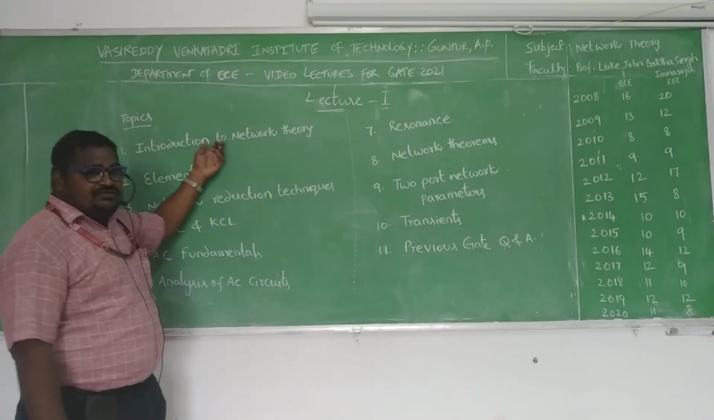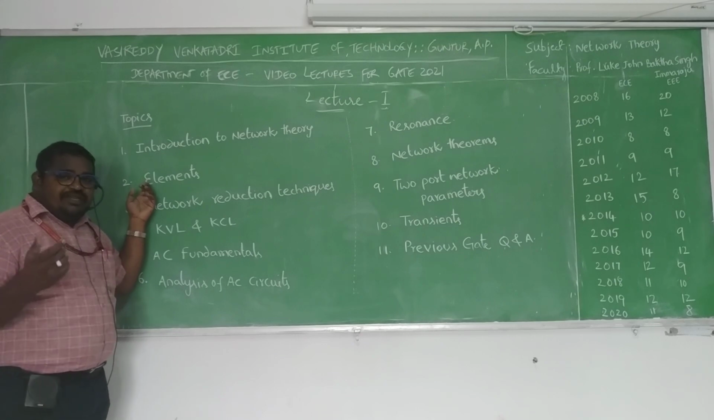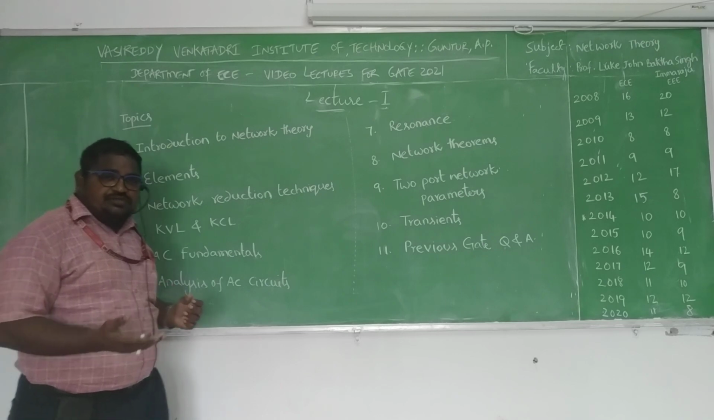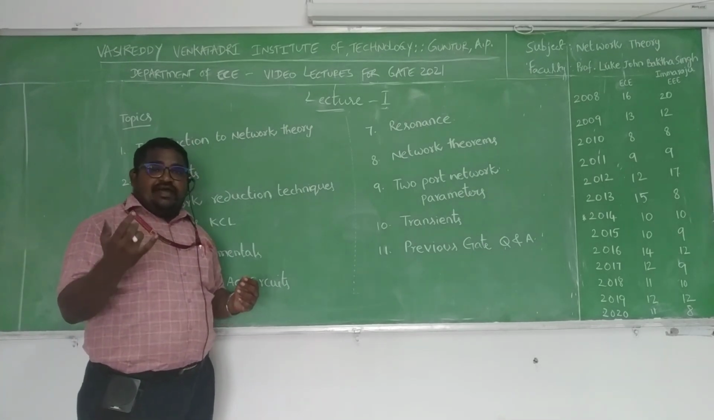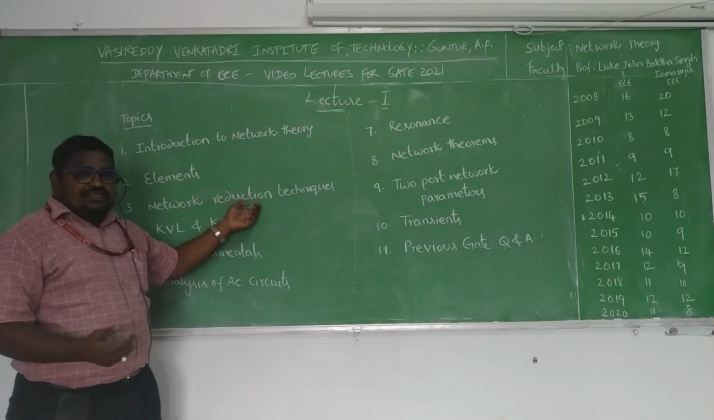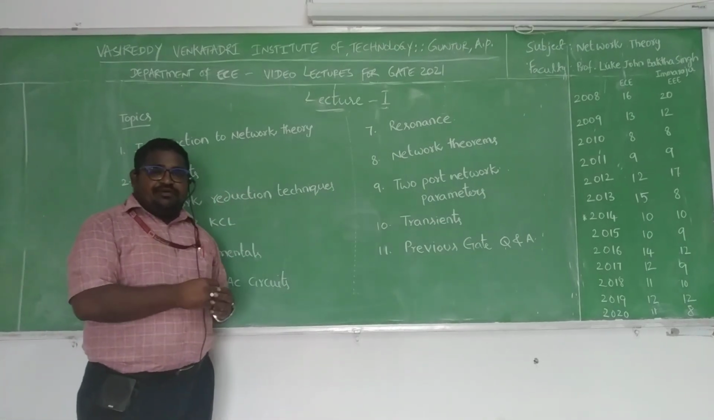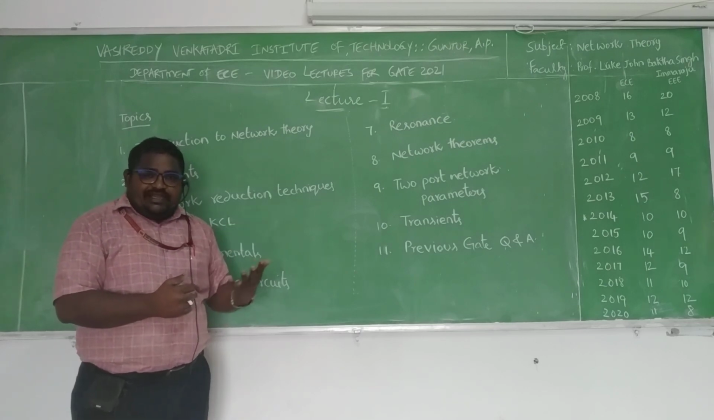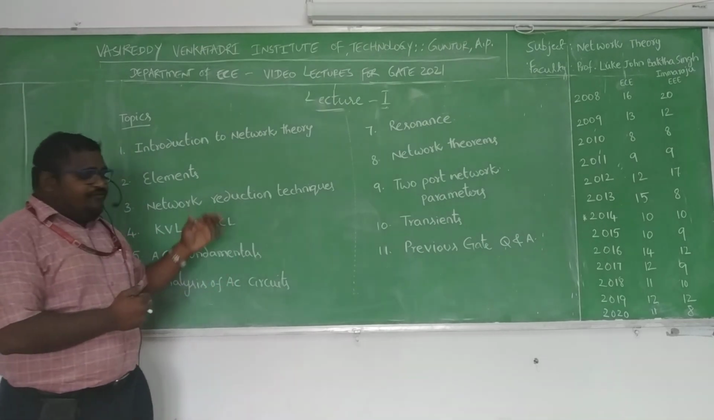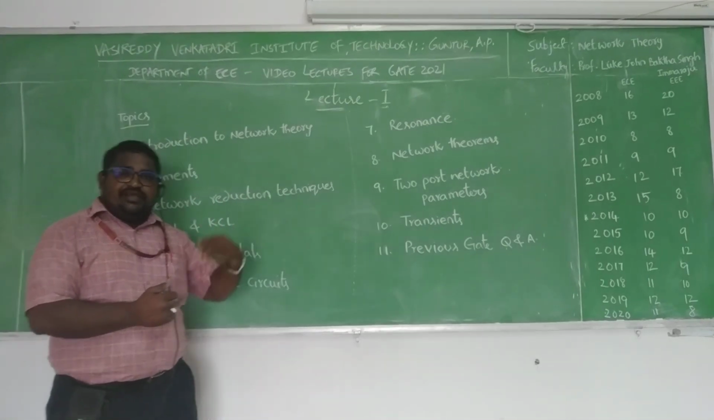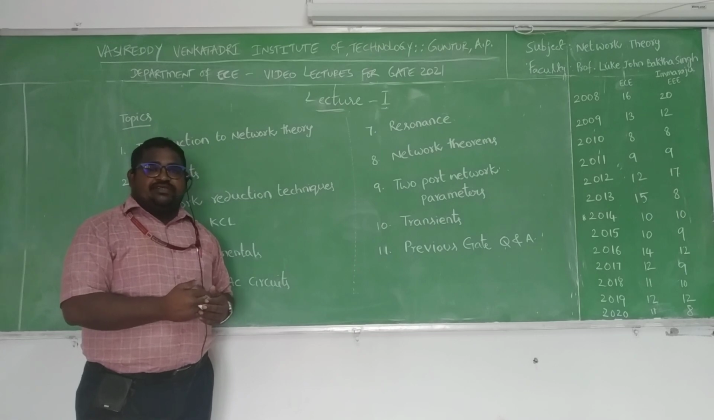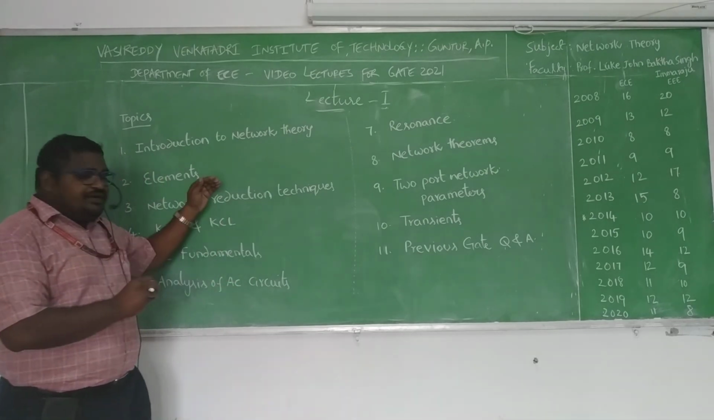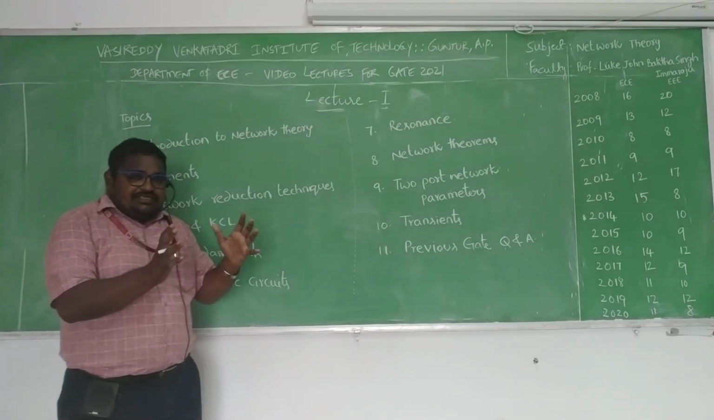The first one is introduction to network theory, and second one is the various elements present in network theory. We know that we have elements like voltage source, current source, resistor, inductor, and capacitor. And network reduction techniques. They will give some networks, and we need to reduce the network into a single equivalent resistor or single inductance or single capacitance. For that we need to use star delta transformation or delta to star transformation. Moreover, even by using series and parallel combinations, we can reduce the network. And for that, some techniques are there.